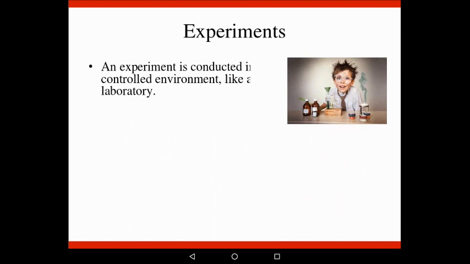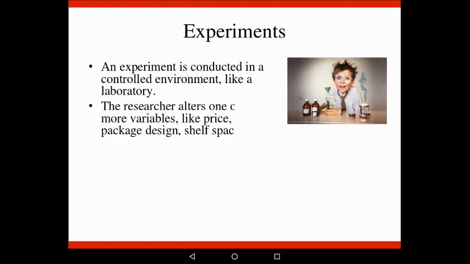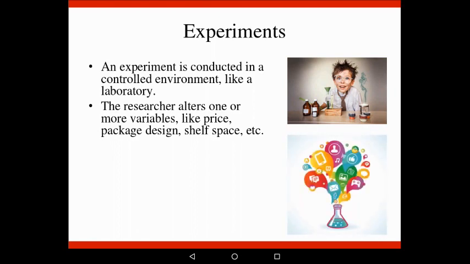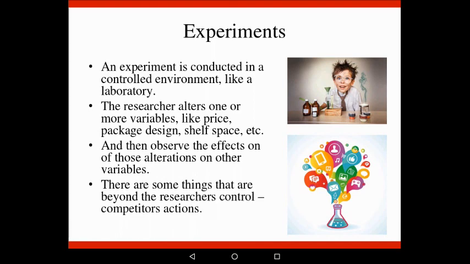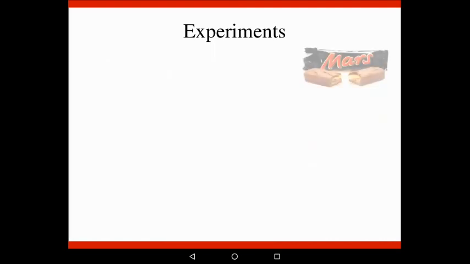Then we have experiments. An experiment is conducted in a very controlled environment, almost like a laboratory. The researcher will alter certain variables like price or package design or shelf space, and then they will see what effects that has on the other variables. There are some things that are beyond the researcher's control, for example competitor actions, but experiments do work well.